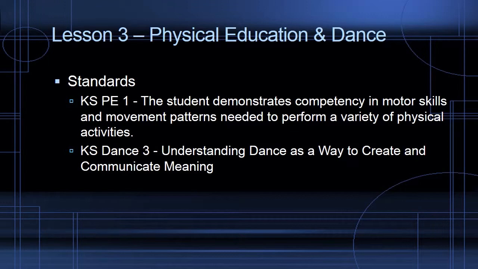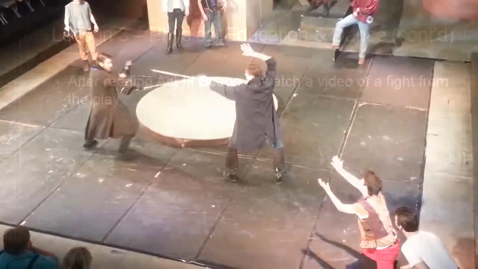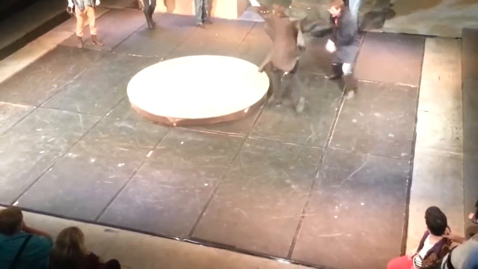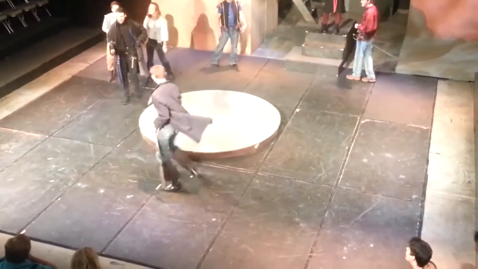So what we would do for this is, after reading that same scene that we talked about before, Act 3, Scene 1, we would watch a video of a fight from the play. Here's a sample of a video, so you can get an idea of what they'd be looking at.